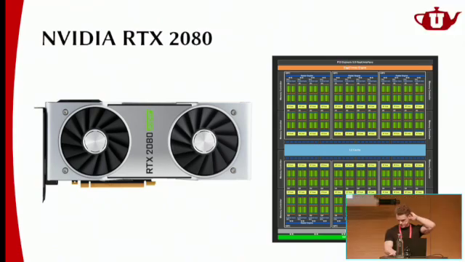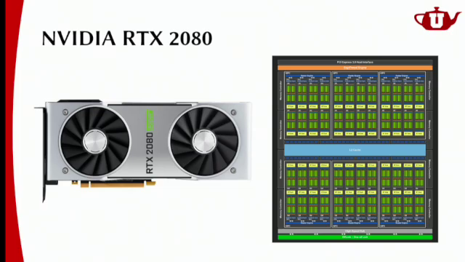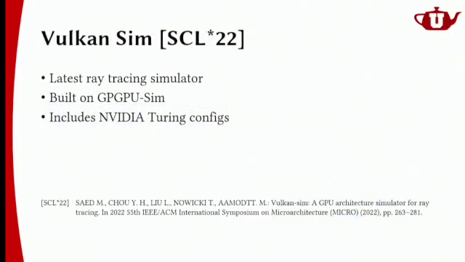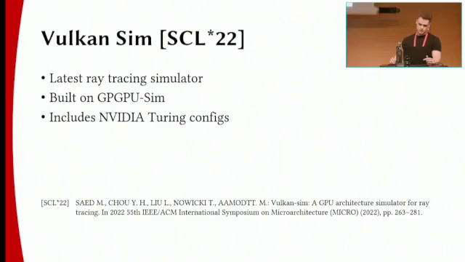So we also wanted to evaluate the simulator to make sure that the way that we've modeled these things is reasonable. And for that, we've decided to compare against the NVIDIA RTX 2080 and also VulcanSim. So VulcanSim is really the most modern simulator that supports ray tracing hardware. And it was built on top of GPGPU Sim, which is a simulator that aims to simulate NVIDIA GPUs. And crucially, it also includes Turing configurations, so we're very easily able to configure it to simulate the 2080.